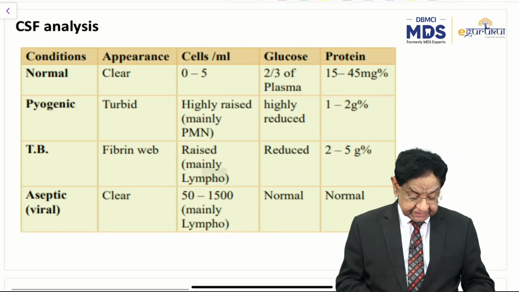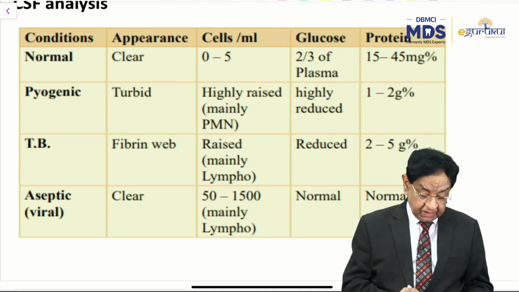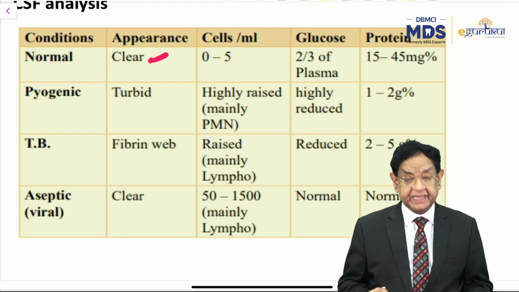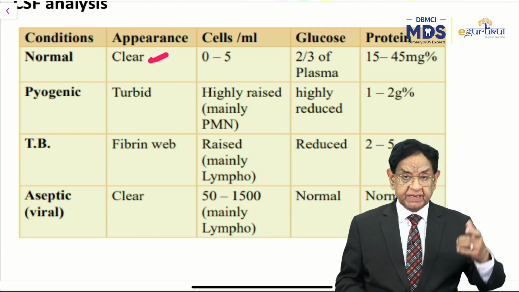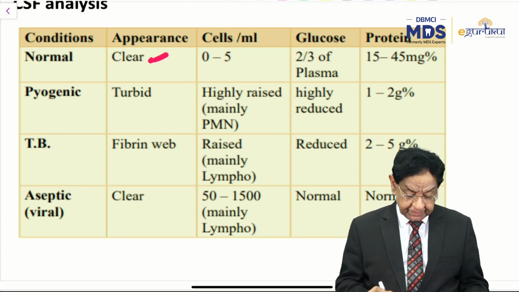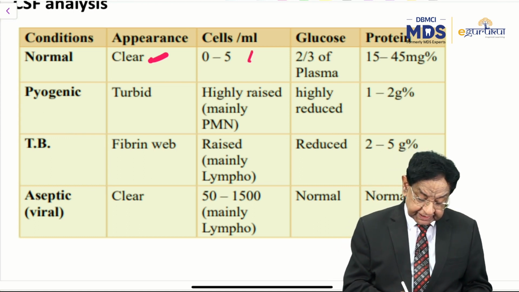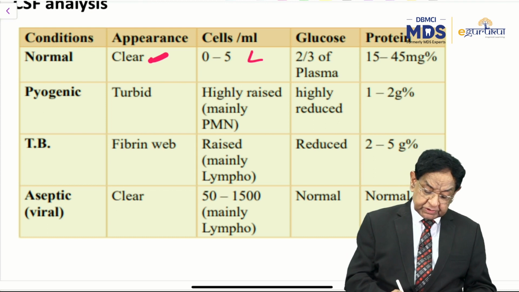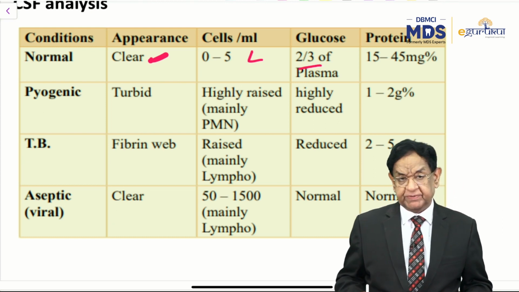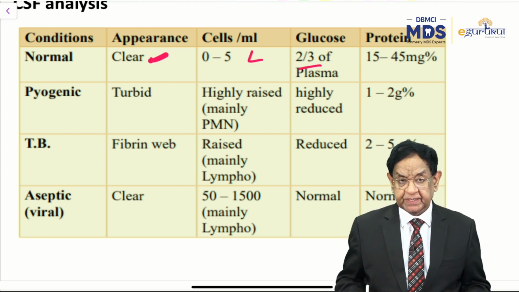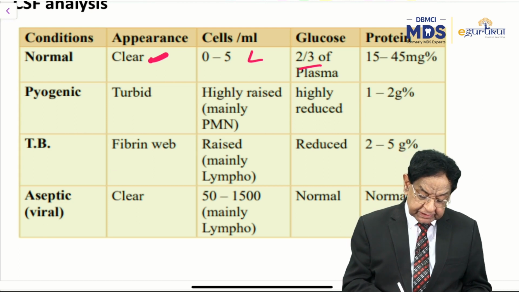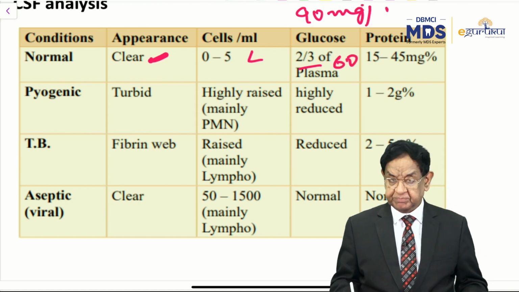Now let me tell you the CSF findings. Normal is quite clear, just like ordinary water. Cells are only 2 to 5, but they are mainly lymphocytes. Glucose is 2/3 of the plasma. This is a very important point to understand. If the normal blood glucose is 90 milligram percent, then the CSF will be 60 milligram percent.